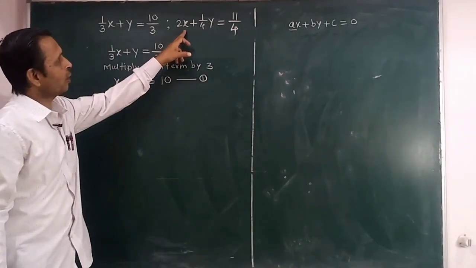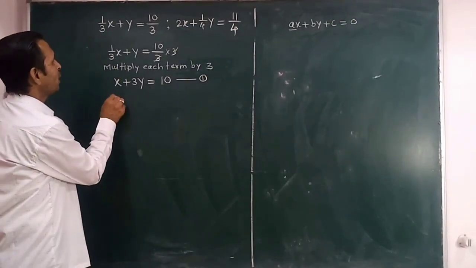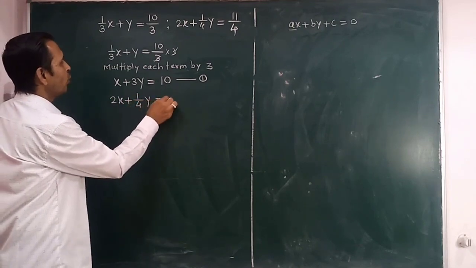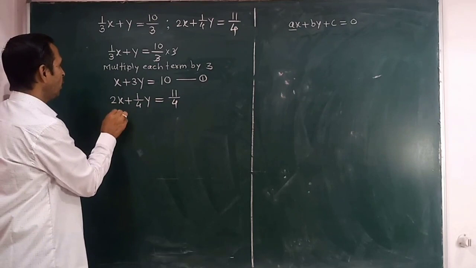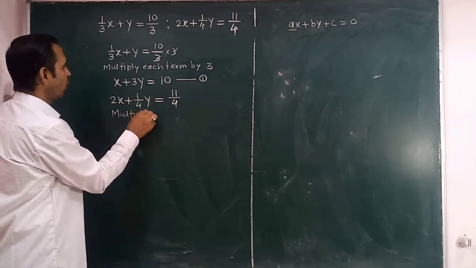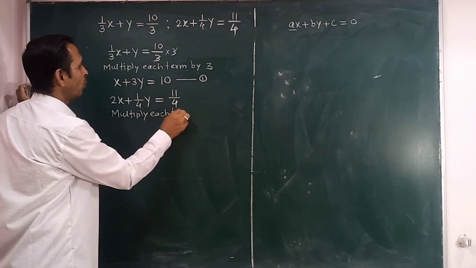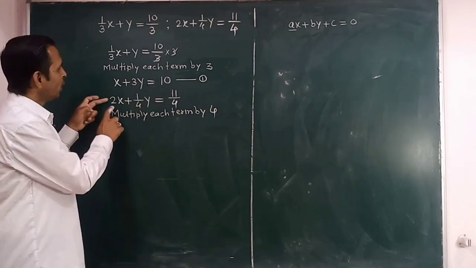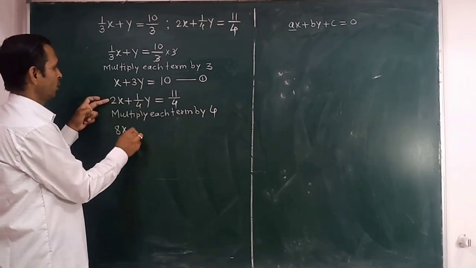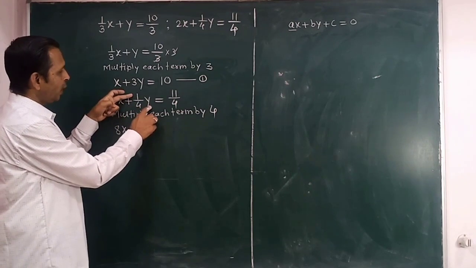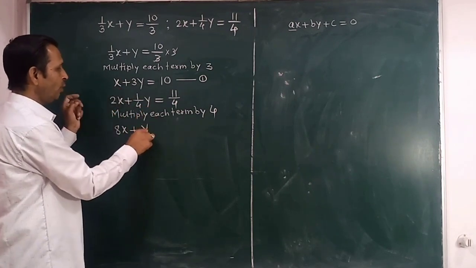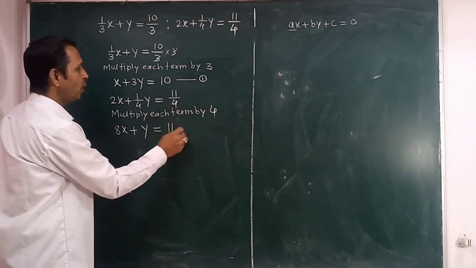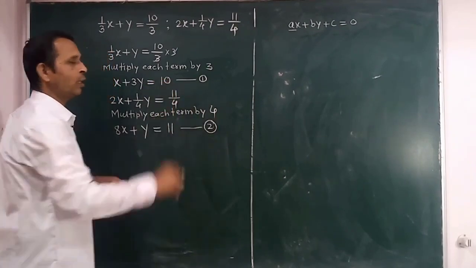Now again convert the other equation in the same way. 2x plus 1/4y is equal to 11/4. Again multiply each term by 4. Multiplying each term by 4, here we get 8x plus 1/4y into 4 means only y is equal to 11/4 into 4, that is only 11, and this is equation number 2.